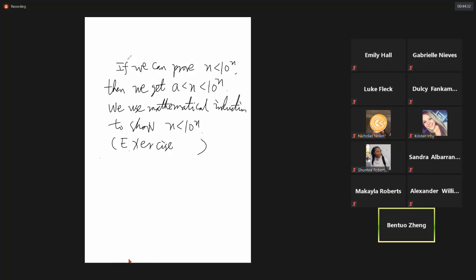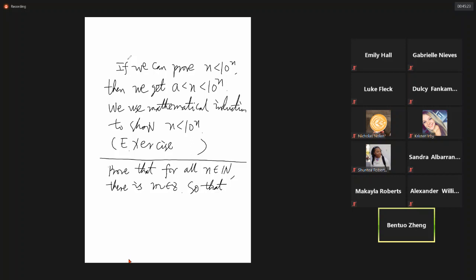All right. Now let's look at another problem. We want to prove that for all natural numbers n, there is an integer m so that 10 to the nth power times m is less than or equal to a, and a is less than or equal to 10 to the n times m plus 1.